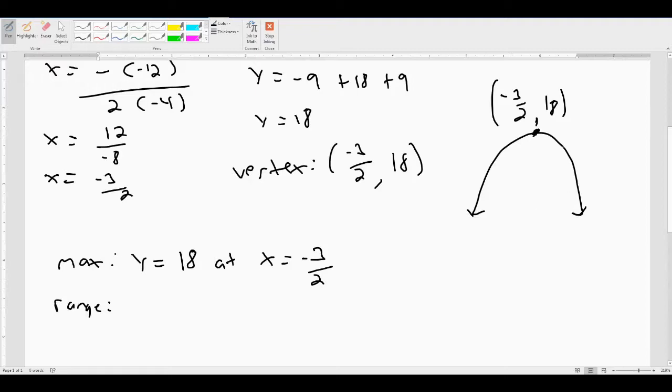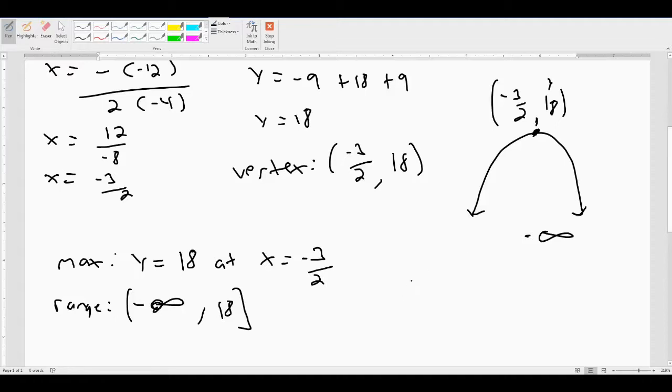The range, how far down does it go? Well, it's going to negative infinity. What's the highest y value? The highest y value is positive 18. Negative infinity is not included. That looks like a weird flower. And 18 is, so it's a bracket.